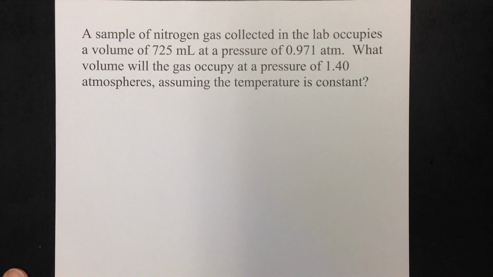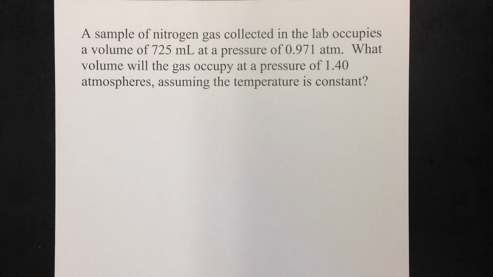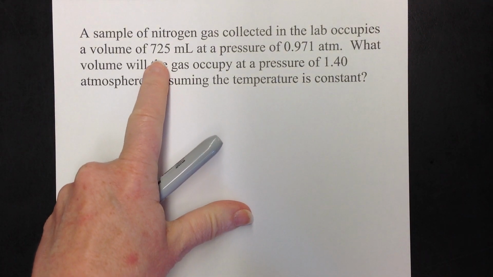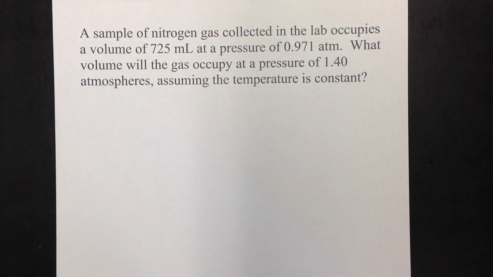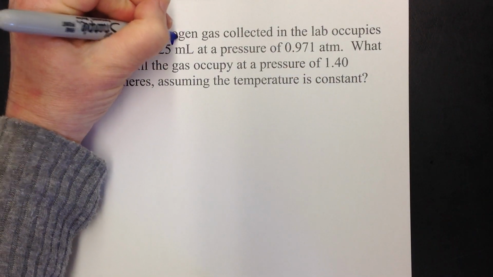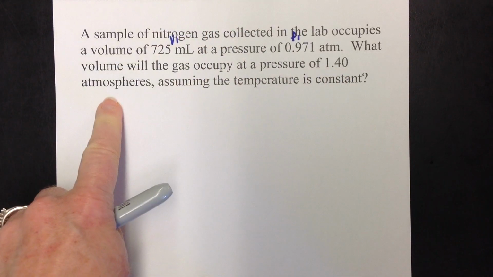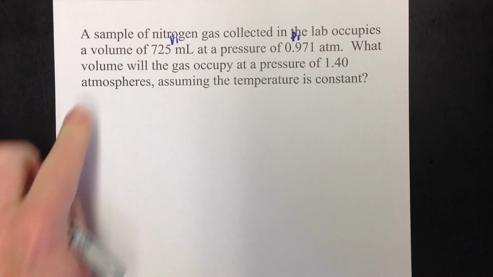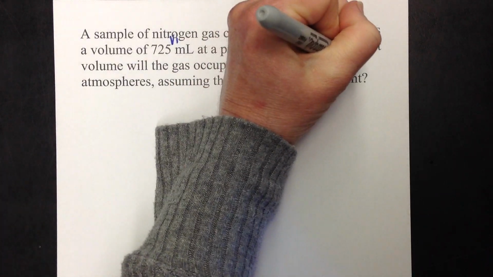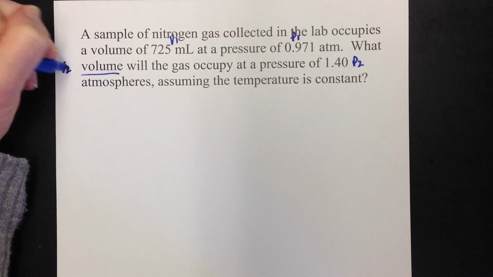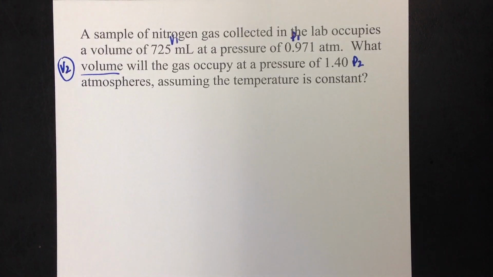So they just told me temperature is constant. I'm only working with pressures and volumes, so I know I'm using Boyle's Law. The first thing I'm going to do is label everything. Because I'm starting with a gas at 725 milliliters at this pressure, this is my V1 and my P1. That means this outlier right here, this 1.4 atmospheres, which I know is a measure of pressure, must be my P2, and it looks like I am solving for V2. V2 is the one I don't know.